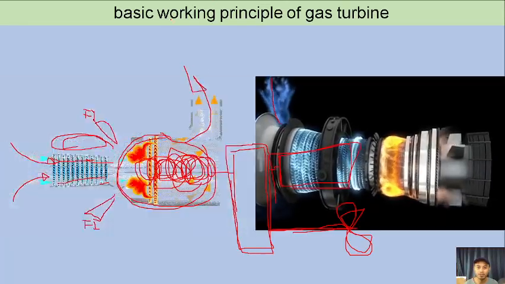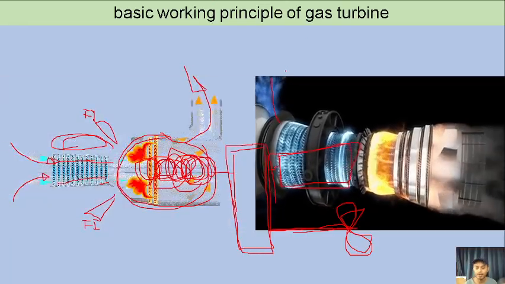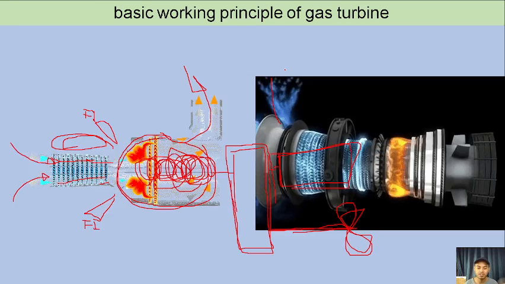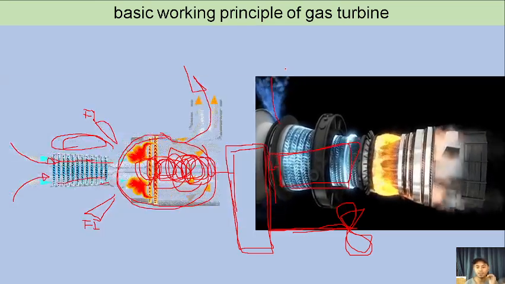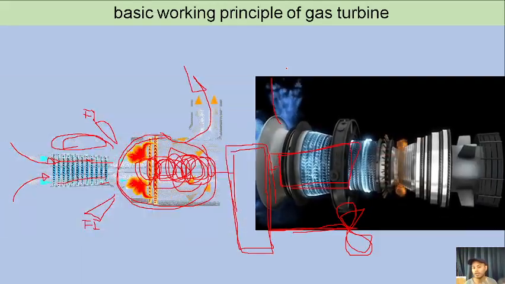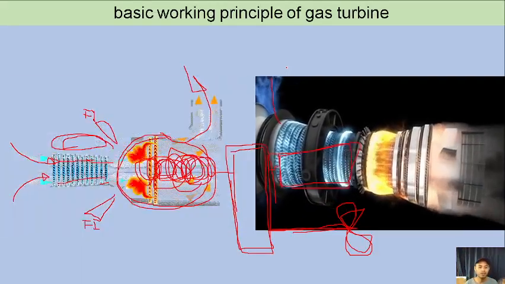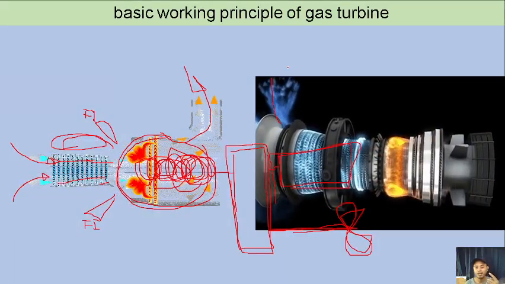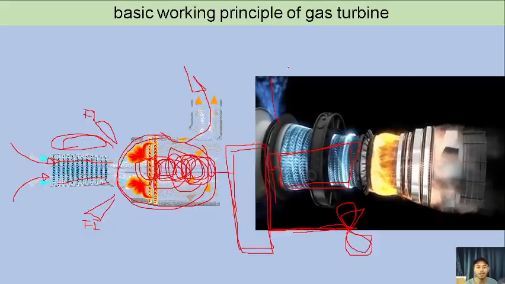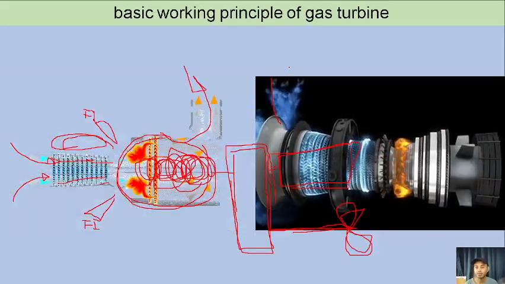Okay, so that is the working principle of a gas turbine. It is just the same as the steam turbine, except that the steam turbine uses steam to create rotation, but in our gas turbine we use air with fuel to create a combustion that will help rotate the turbine side of our gas turbine.